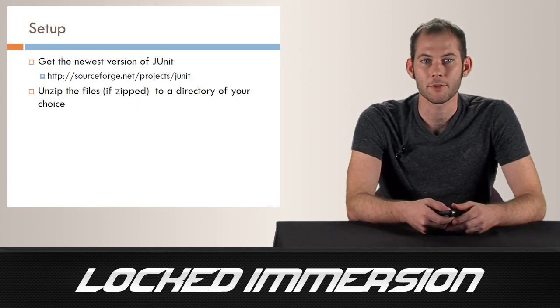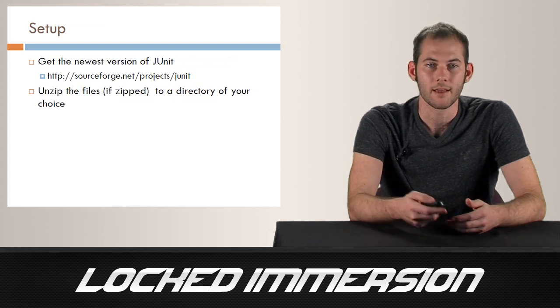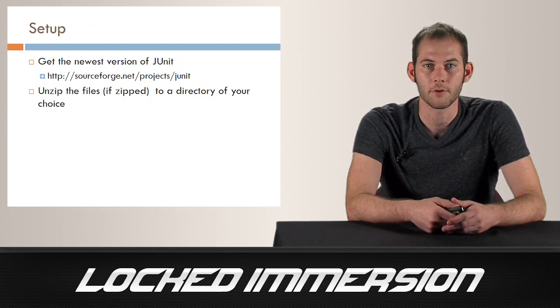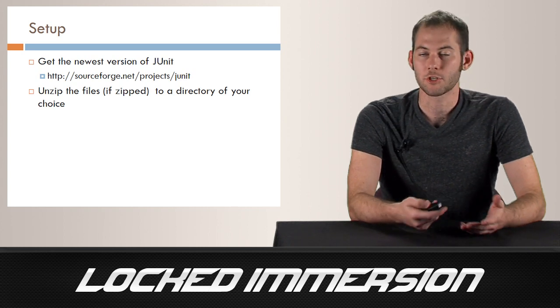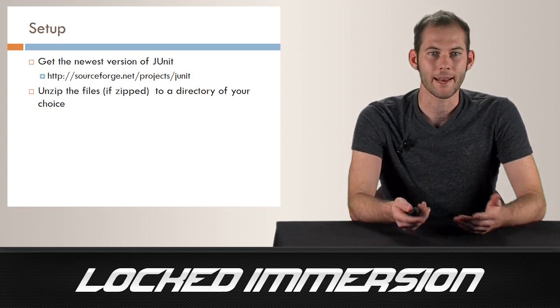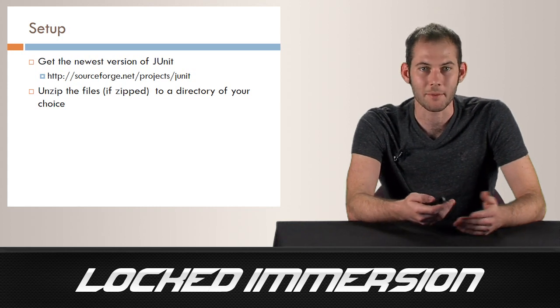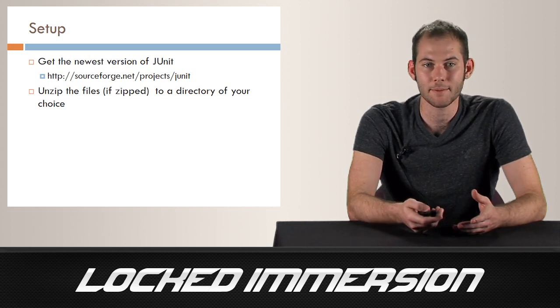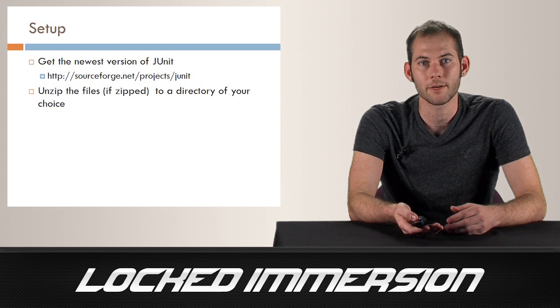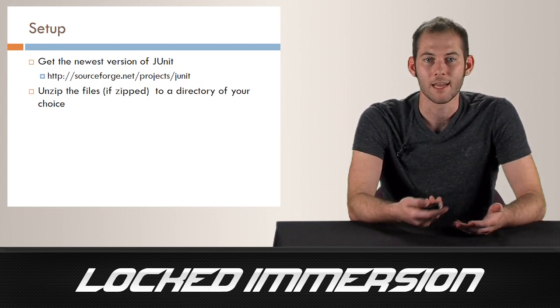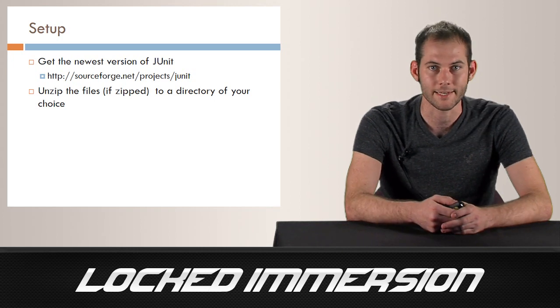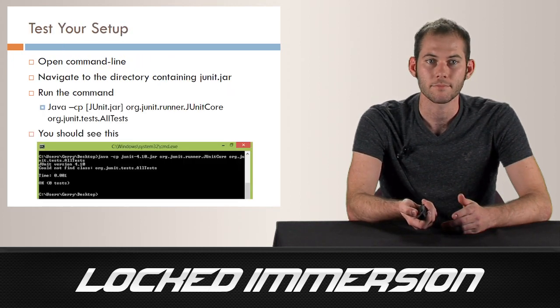To get set up, you're going to want to get the newest version of JUnit. I have a link there for SourceForge. Quick download, very quick. It should be downloaded in a zip file. Mine actually came out as a jar, even though the website said zip. If it is zipped, just unzip it to a directory of your choice, C drive, desktop, wherever you want to put it, that you can remember where it is. If it's a jar file, that step's already done. Just put it where you want it.